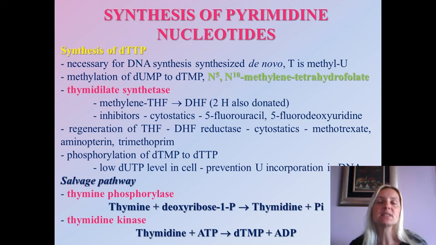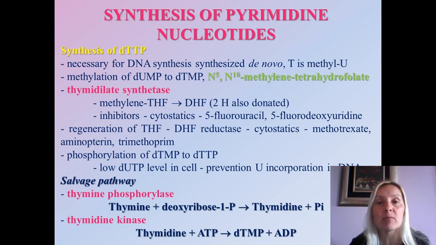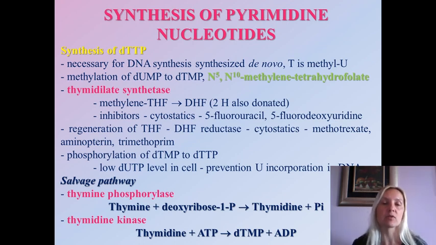So once dTMP is synthesized, a few phosphorylations are going on, so dTMP is phosphorylated to dTTP. So if you notice here, we have dUMP converted to dTMP, and then we have phosphorylation to dTTP, which means that low levels of deoxyuridine triphosphate are maintained in a cell, which is very important because those small concentrations are actually preventing the incorporation of uracil in the molecule of DNA.